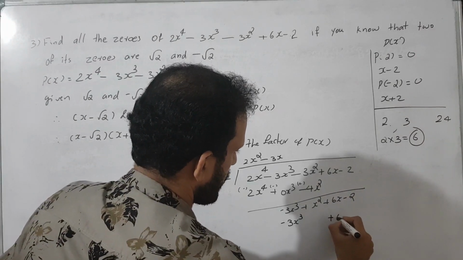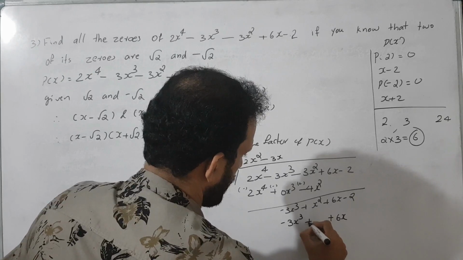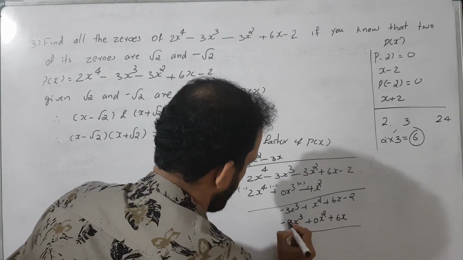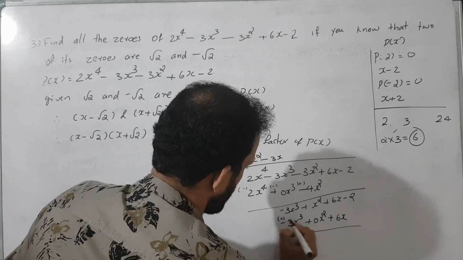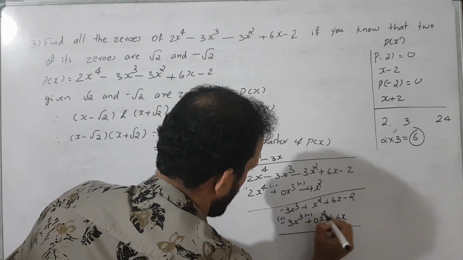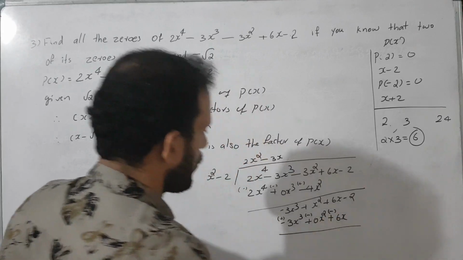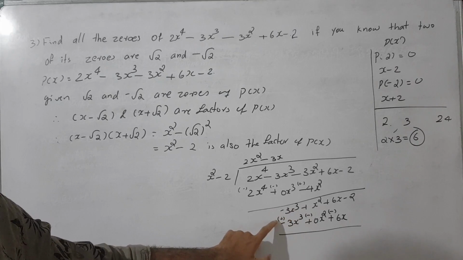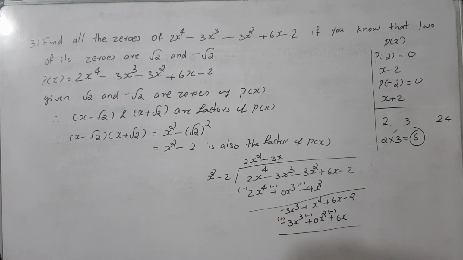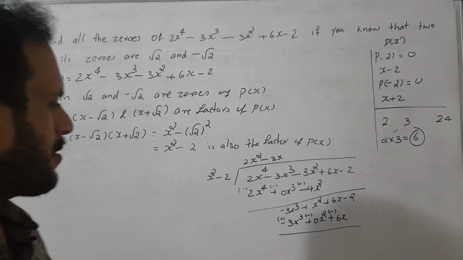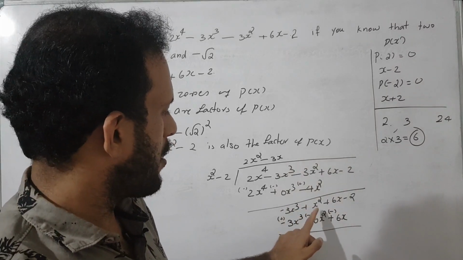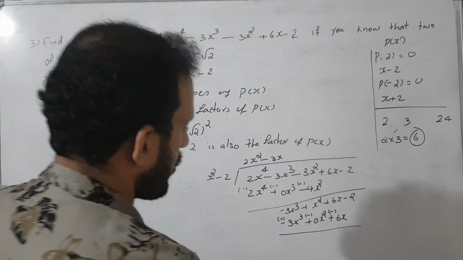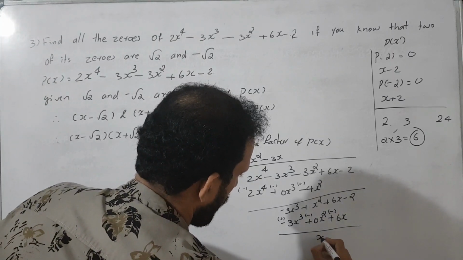Plus 6x. Then we add here plus 0x square. Then subtraction: this one we change to plus, this one we change to minus. So next, minus 3x cube plus 3x cube is 0. X square minus 0x square: 1x square minus 0x square is x square.